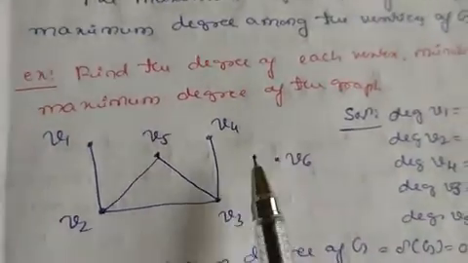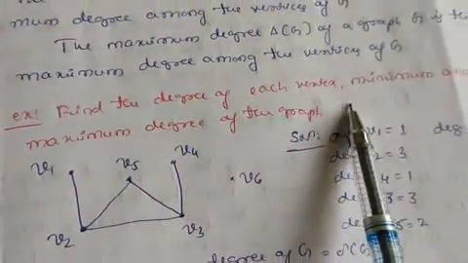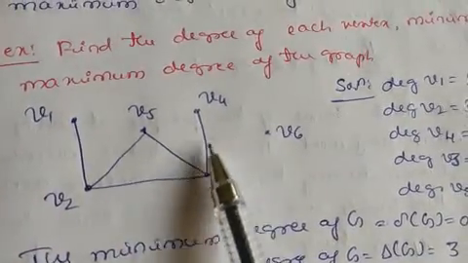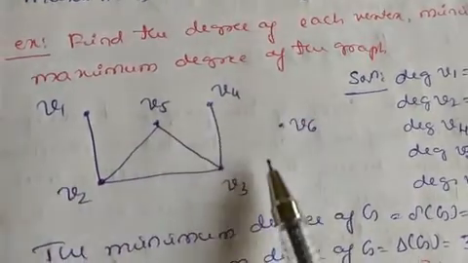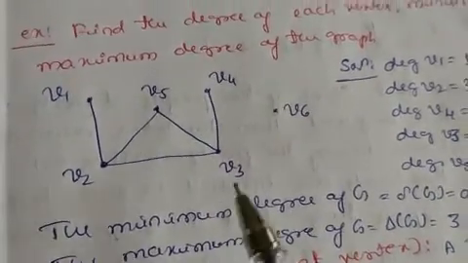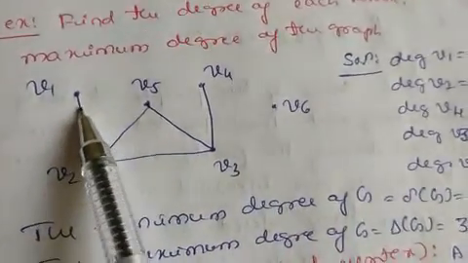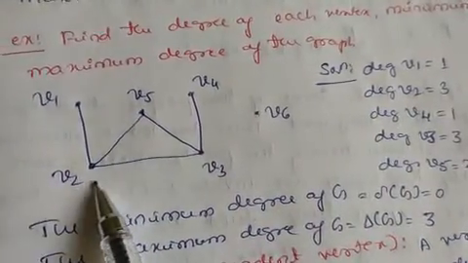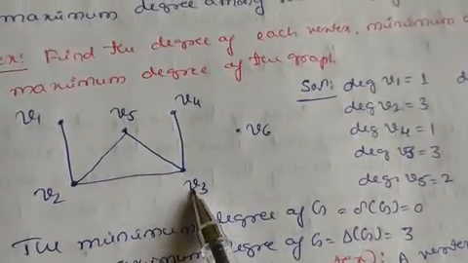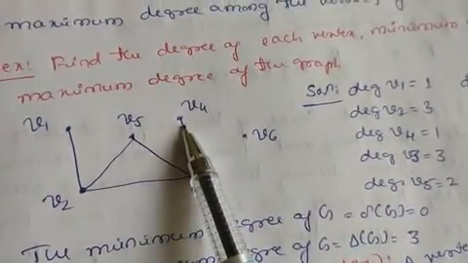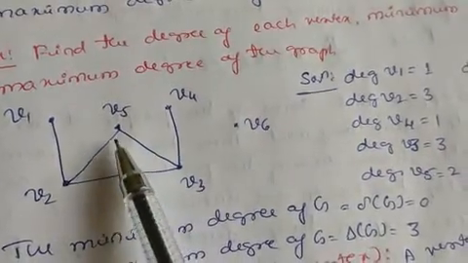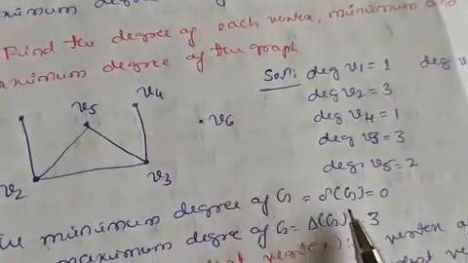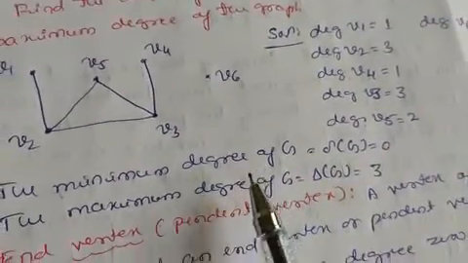Take one example. Find the degree of each vertex and the minimum and maximum degree of this graph. This is one graph they have given here. This graph has 6 vertices. First, how to find the degree of each vertex. Degree of V1 is how much here? 1. Degree of V2 is 3. Degree of V3 is also 3. Degree of V4 is 1 because it has only one edge. Degree of V5 is 2, as it has 2 edges. And degree of V6 is how much here? 0.